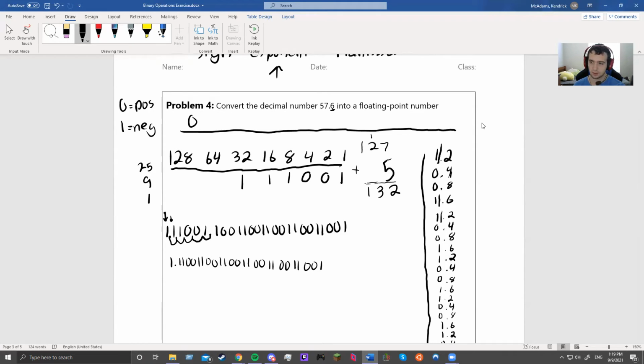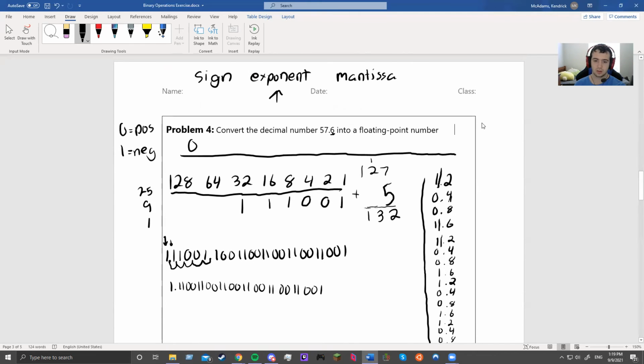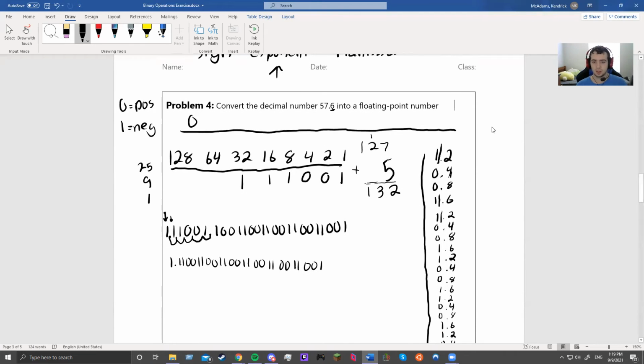So now we have to convert this 132 into binary. We just used this table, so let's use it again. So 132, 128 fits into it once. That's the largest one that'll fit into it. So we'll put a 1 down here. And now we have to subtract 128 from 132, which is pretty simple. It's just 4.